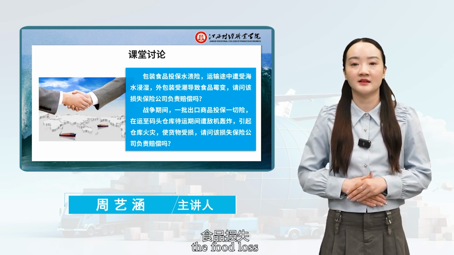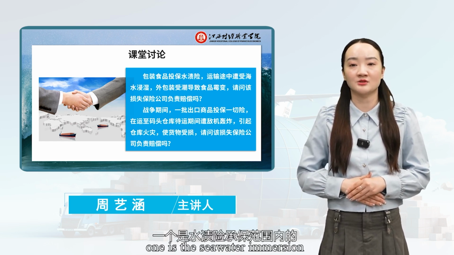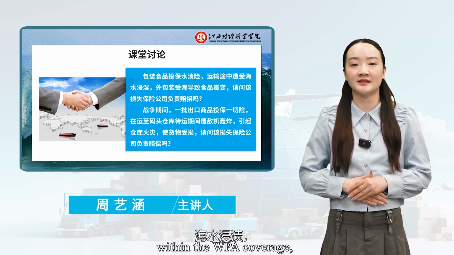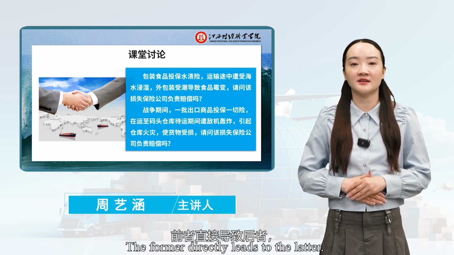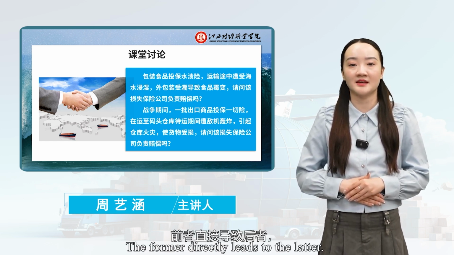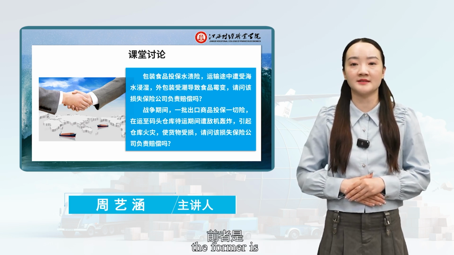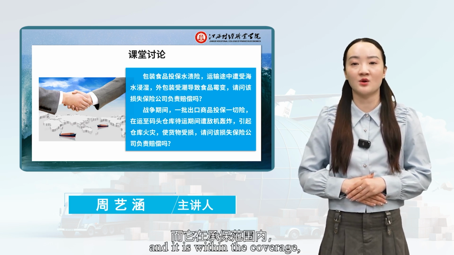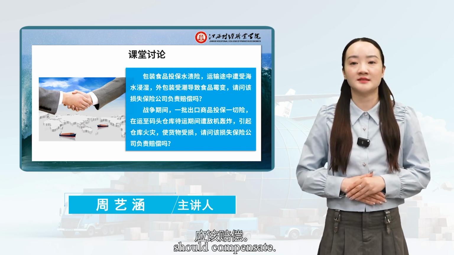In this case, the food loss is caused by two factors. One is the seawater immersion within the WPA coverage, and the other is the mold growth outside the coverage. The former directly leads to the latter. According to the principle of proximate cause, the former is the proximate cause of the food loss, and it is within the coverage, so the insurance company should compensate.